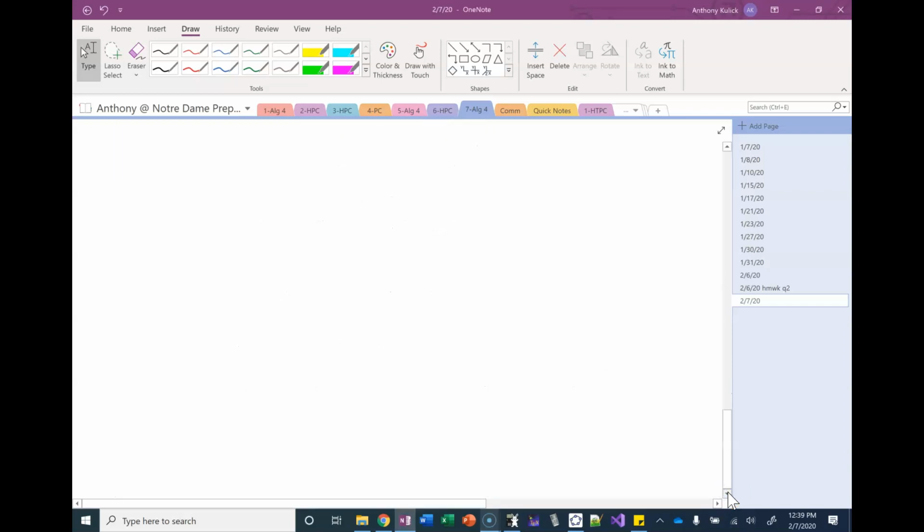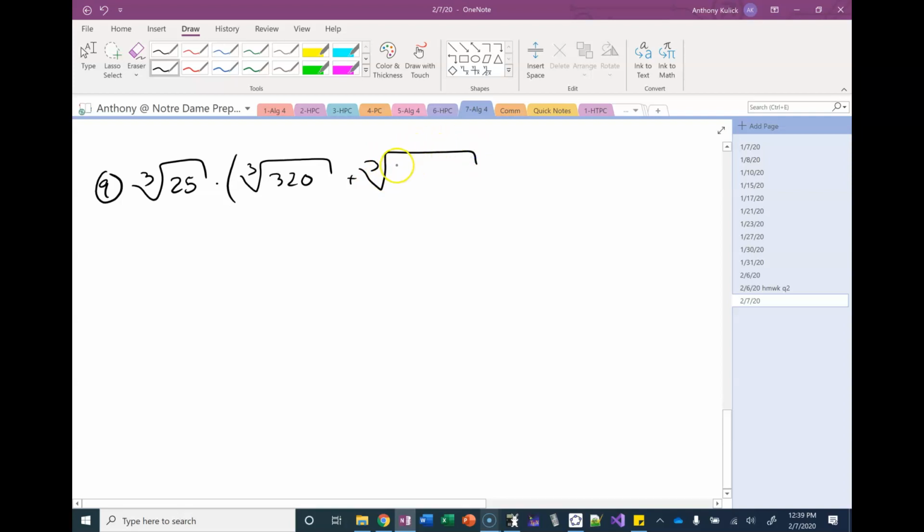Lexi, you said you wanted to start with number 9. Is that right? Okay. So that's the cube root of 25 times the cube root of 320 plus the cube root of 3645 minus the cube root of 625.